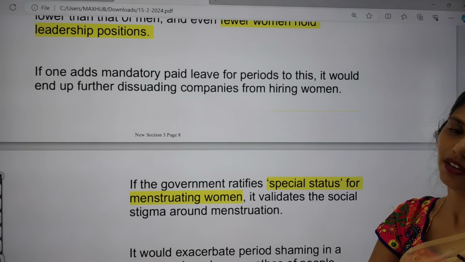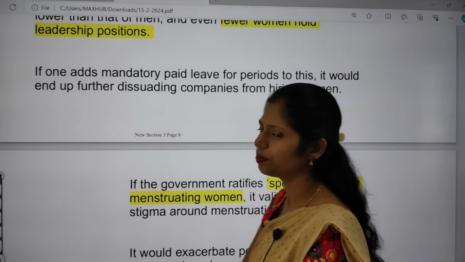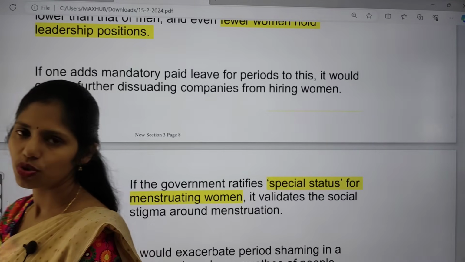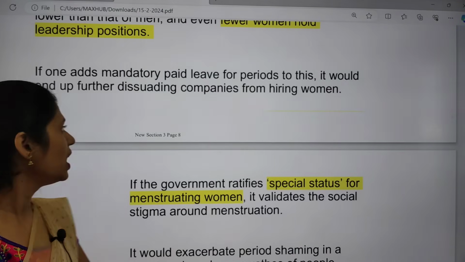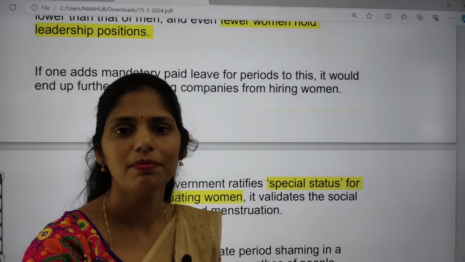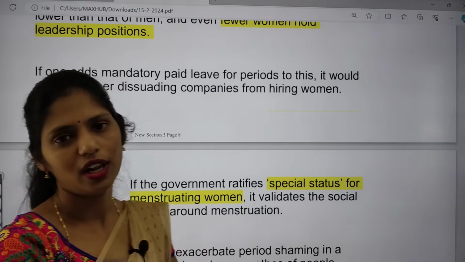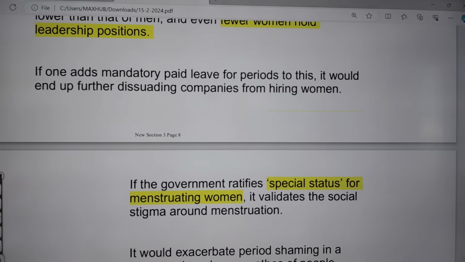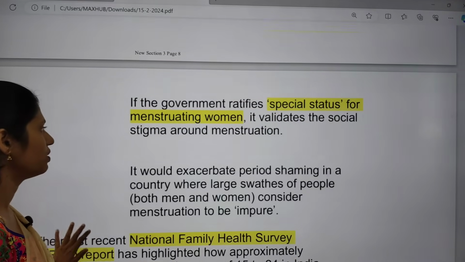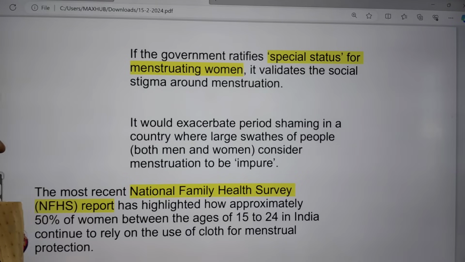That means for women who are having these periods. Whenever we ask companies to provide paid menstrual leave, it may even discourage them, and the companies will not come forward to hire women. So that will lead to still further widening of gender inequality. And if the government ratifies a special status for menstruating women, it validates the social stigma around menstruation.